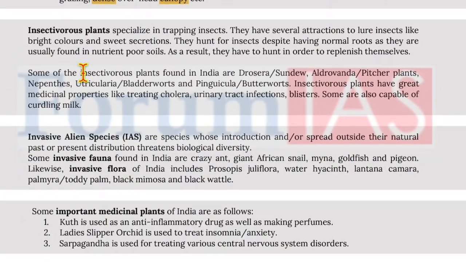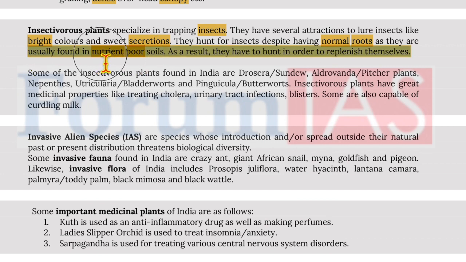Now, moving on to insectivorous plants, they specialize in trapping insects. They have several attractions to lure insects like bright colors and sweet secretions. They hunt for insects despite having normal roots, as they are usually found in nutrient-poor soils. As a result, they have to hunt in order to replenish themselves.